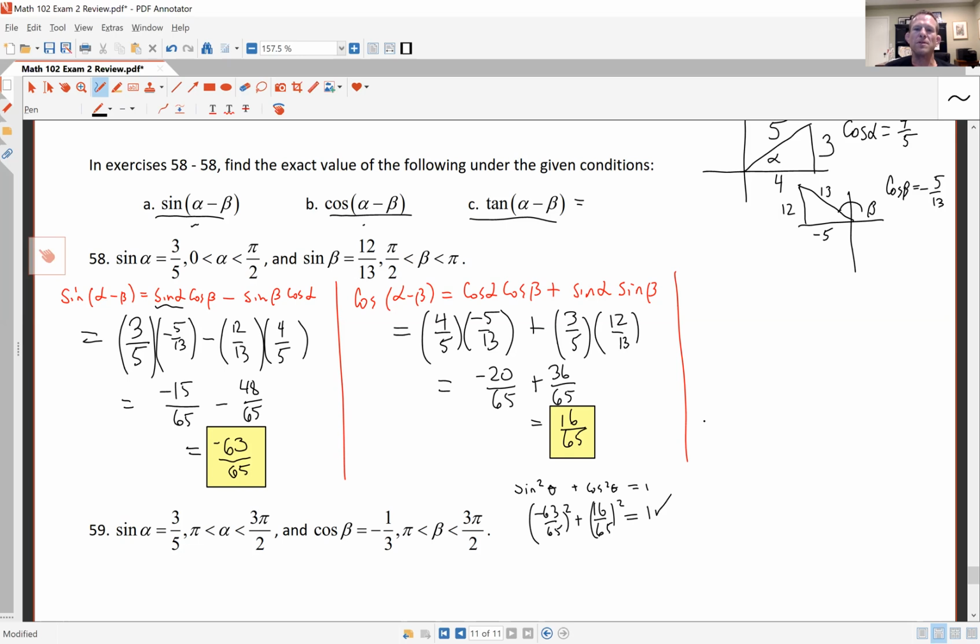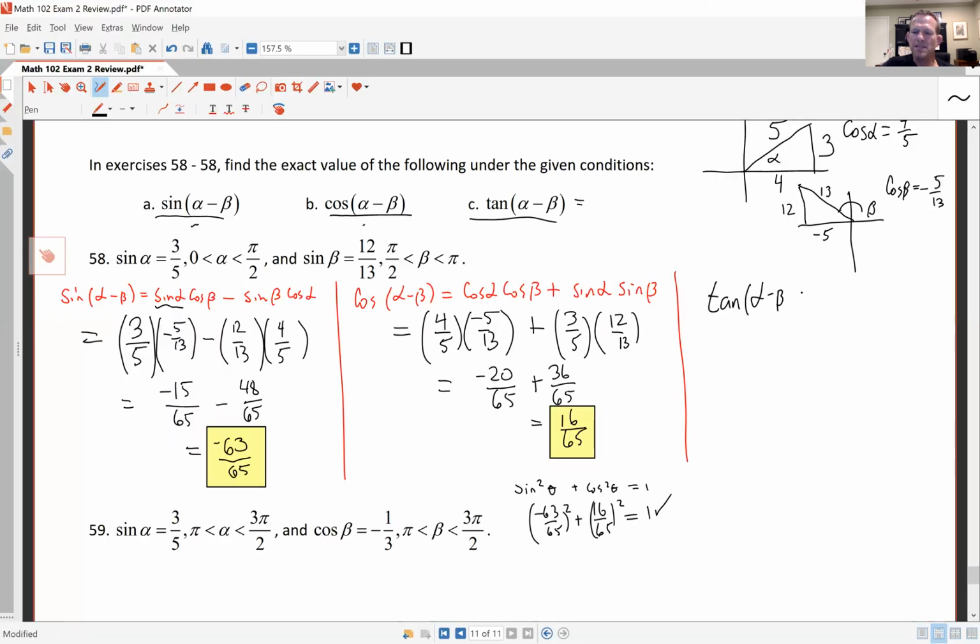All right, so in this case now with tangent alpha minus beta, you don't need to know the formula for tangent alpha minus beta, because if we've done the work for sine alpha minus beta and cosine of alpha minus beta, then just divide them. Multiply by the reciprocal of 16 over 65, and we're left with negative 63 over 16.